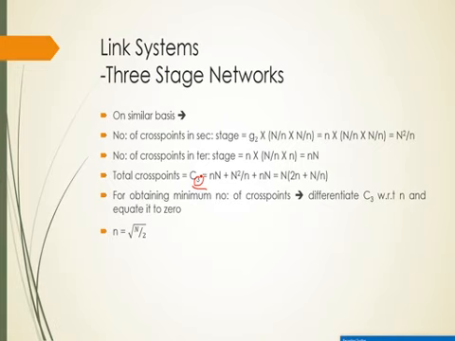So when we do that, we end up with this result, that is, when we differentiate C3 with respect to n and equate it to 0, we obtain n equal to square root of N by 2. So this gives us the optimum solution. Now when we substitute it to identify the number of cross points, it turns out to be equal to 2 into square root of 2 into N raised to 3 by 2. So this is the number of cross points for the optimum solution.